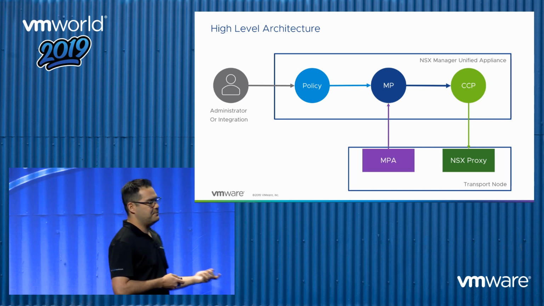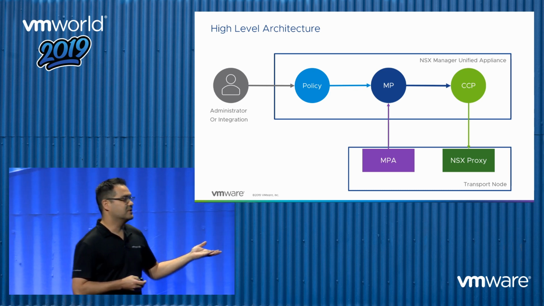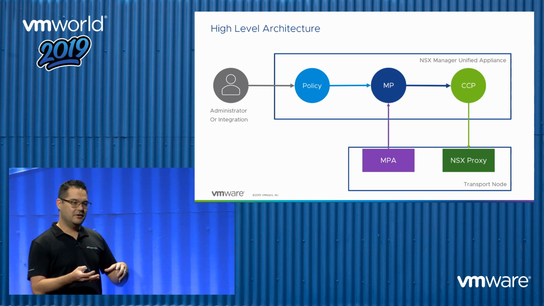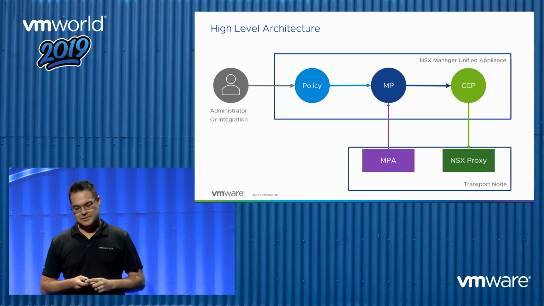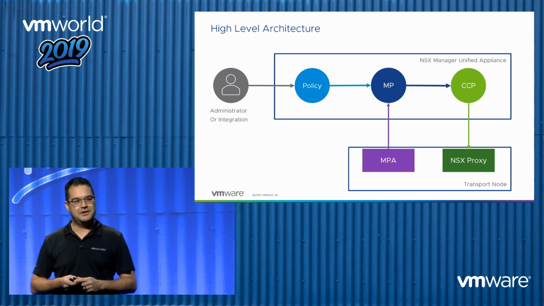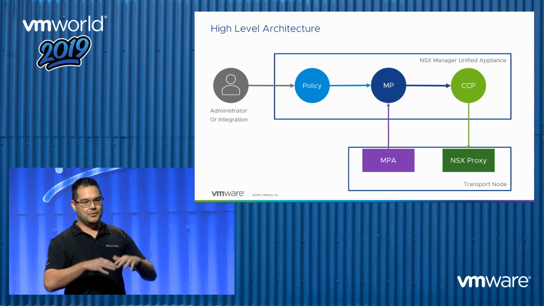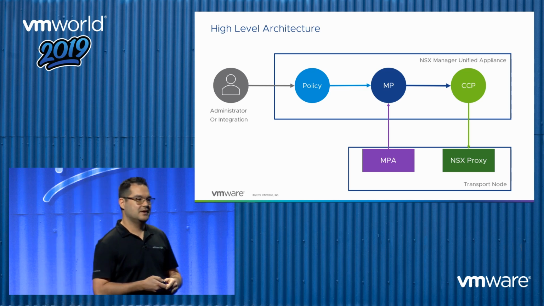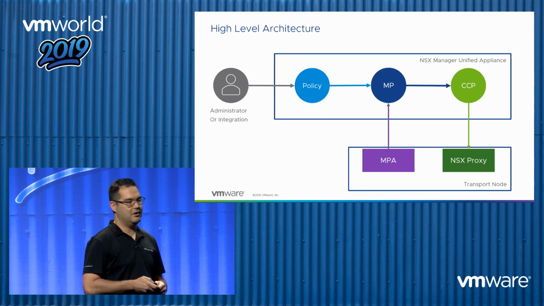It receives the configuration from the centralized control plane. We also have an MPA, or a management plane agent. This is responsible for sending information learnt from the transport node back up to the MP. And that's used to feed into the aggregation services on the MP so that they can take aggregated data from all the different transport nodes in your environment and sum it all up and present it to you in either the API or UI.